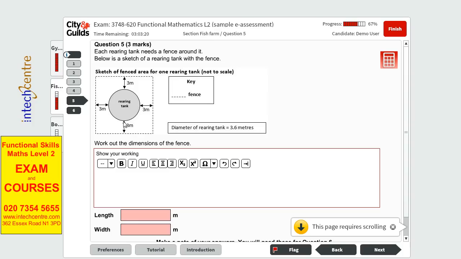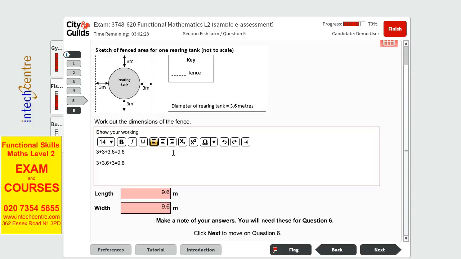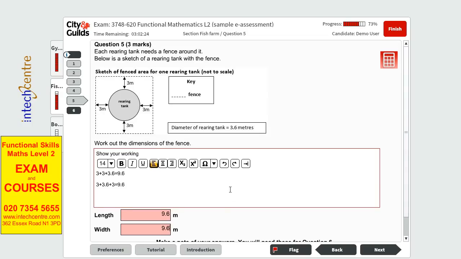So we know that from here, the bottom to the rearing tank, we have 3 meters. Again, from the rearing tank to the fence on the other side, we have another 3. So that's 6. And now we have to use the size of the diameter to find out the total dimension of the length of the fence. So we said we have 3 plus 3 plus the 3.6, the diameter of the tank, which will be 9.6. This is for the length. As this is a square, it will give us the same number, but just to be sure, again we have 3 there plus 3.6 there on the inside plus 3 will give us 9.6 meters. And question 5 is finished as well.